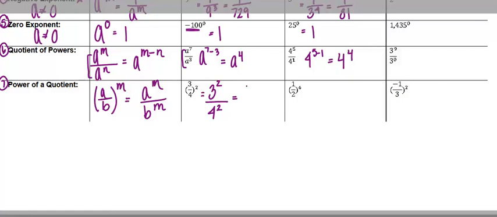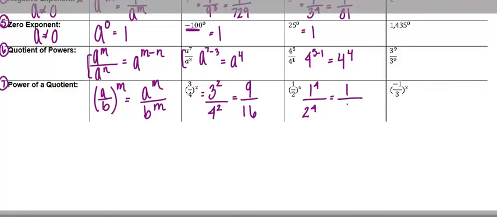Okay? So if we want to see what this looks like, if I take a look at 3 over 4 raised to the power of 2, I can rewrite this as 3 squared over 4 squared. And now we can simplify. I know that 3 squared equals 9 and 4 squared equals 16.